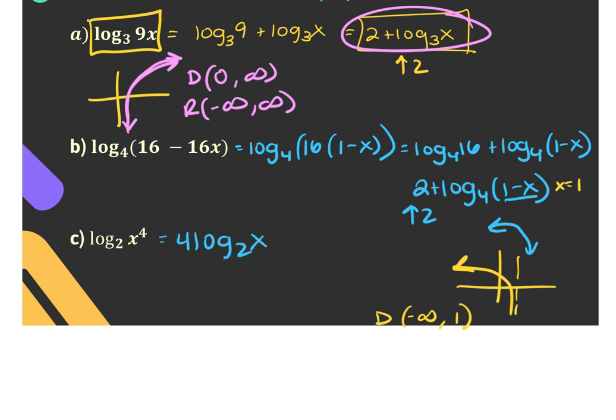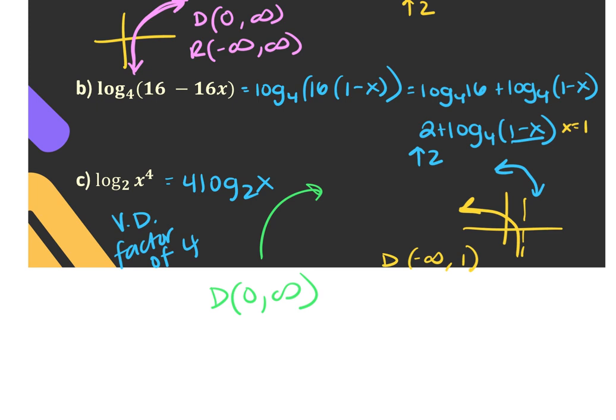The 4 on the front is what kind of translation? Vertical dilation, factor of 4. Does that affect my domain? No, it's still pointing to the right, so domain is 0 to positive infinity. Range is always all real numbers. So remember, in terms of logs, domain is the thing that can change. Range will always be all real numbers. So if domain can change, it's all based on your horizontal. If it shifts left or right, or if it's a reflection over the axis, those are the things that are going to change your domain.